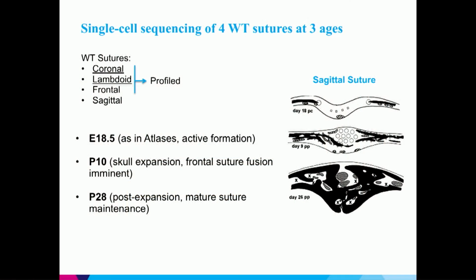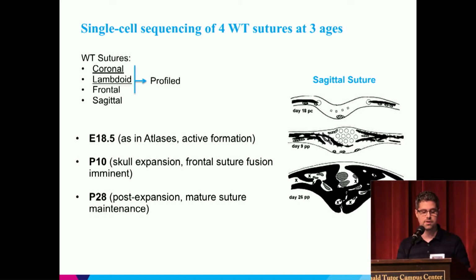So we selected, in this case, 4 wild-type sutures: coronal, lambdoid, frontal, and sagittal. Out of these, to date, we have profiled 3 of them, and of 2 of these, the coronal and the lambdoid, I'll be showing some data today. We're profiling these at E18.5, similar to the time points that we've used in our main atlas, but also at adult time points, P10 and P28.